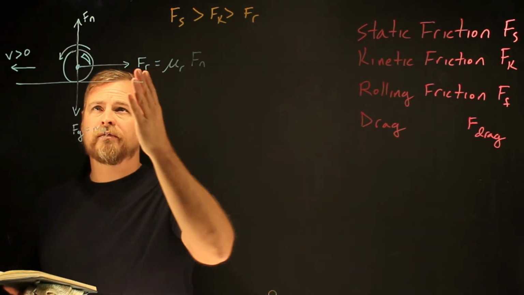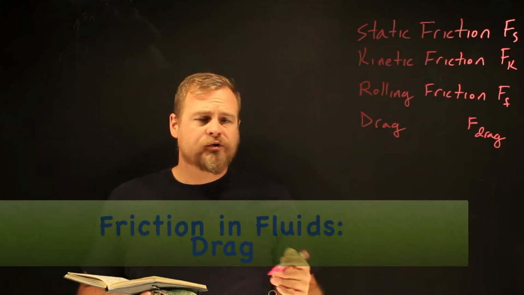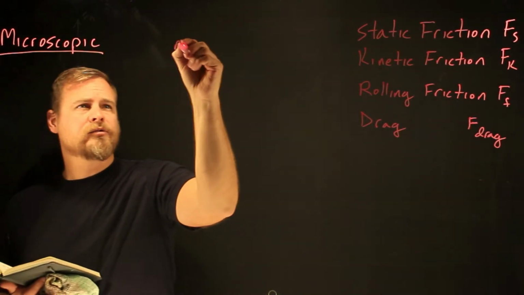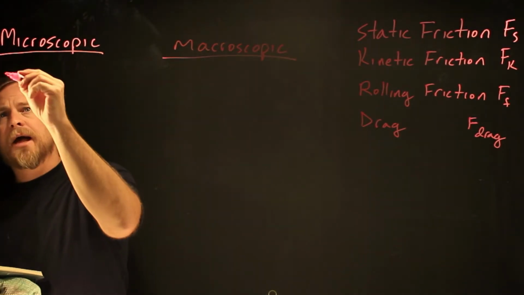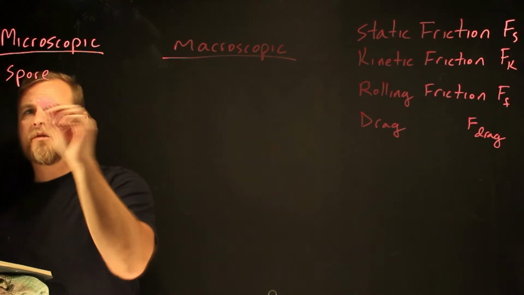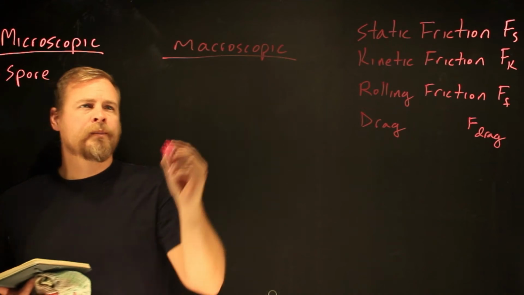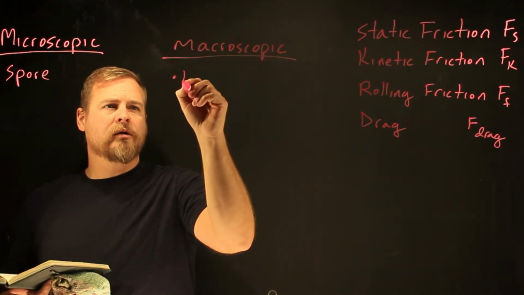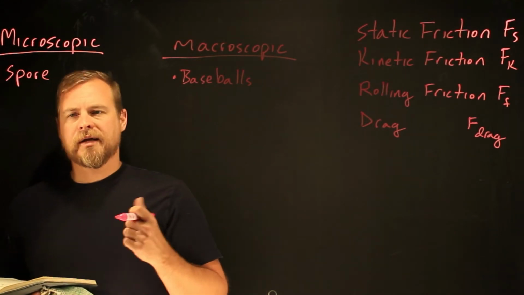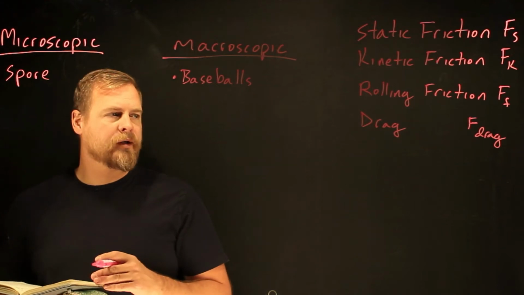And this is a typical free body diagram of a rolling object. Drag, there's two different versions. You've got microscopic drag and macroscopic. Microscopic, I'm talking about a spore or a particle of dust or something like that, right? Floating through the air, floating through the water. And then macroscopic, I'm talking about baseballs and birds. So when we talk about a fluid, this could be a gas or a liquid. So usually it's the air or it's the water.